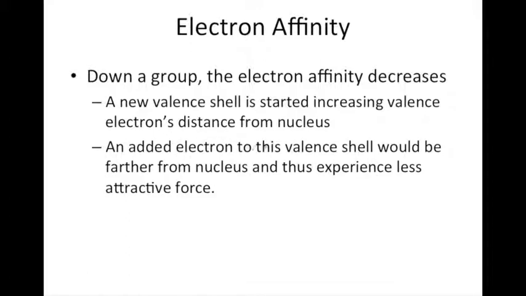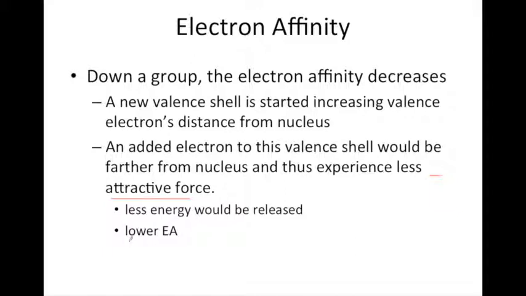An added electron to this valence shell, so if we add an additional electron to the valence shell, this electron would be farther from the nucleus and therefore would experience a less attractive force. So it's going to be held less tightly. Therefore, as we move down a group, less energy would be released, indicating that the electrons are less likely to stick to that atom and form an anion.